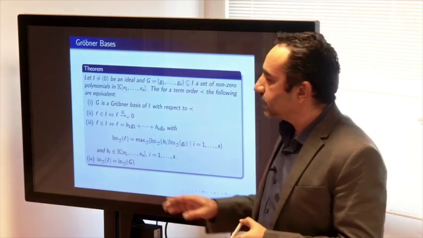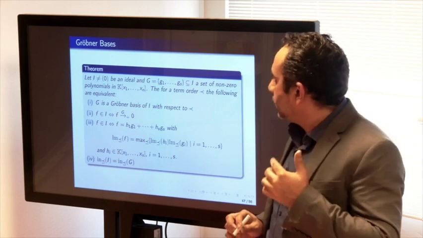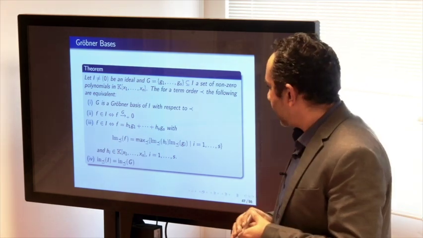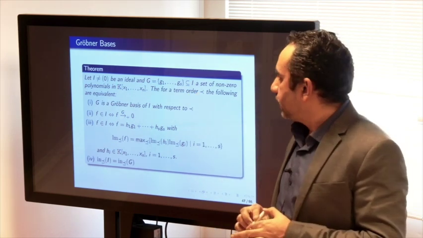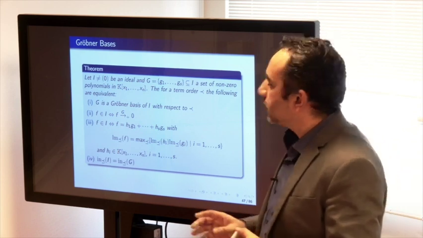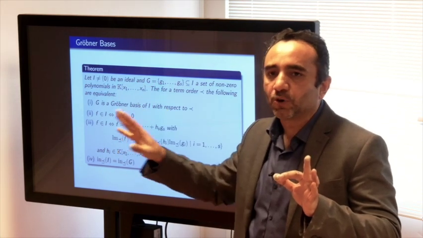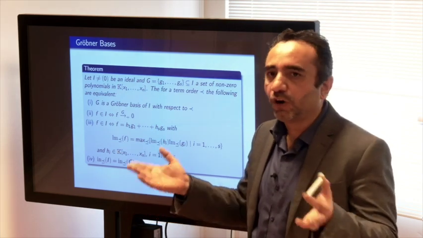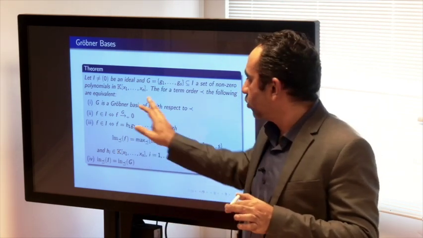Okay, the first result is that we have a non-zero ideal I, and G, that is G1 up to Gk, is a set of polynomials from that ideal I, and we have fixed a term order there. Then the following statements are equivalent. The first statement is that the set G is a Gröbner basis of I with respect to the ordering. For each Gröbner basis, we have to fix an ordering. If we change the ordering, we have a different Gröbner basis. It all depends upon the leading monomials. So with respect to the fixed ordering, G is a Gröbner basis.